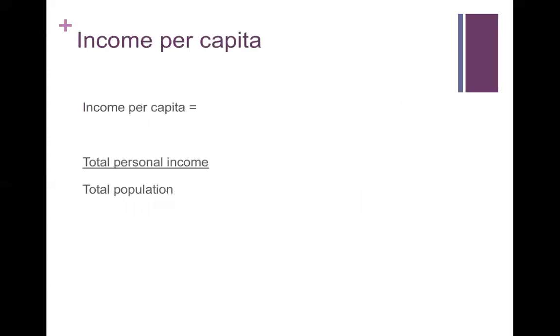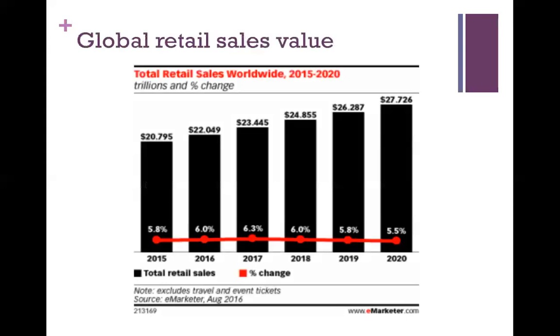Total personal income of the population divided by the total population gives us the income per capita, basically to reflect the wealth of the country and to help us understand the purchasing power of the country. So a bit of stats that I got some time ago on the global retail sales value. If you look at that, it shows an increasing trend worldwide from 2015 to 2020. It is the estimate to 2020, actually, of the retail sales value. Keep growing. It is quite phenomenal, actually, in terms of the global retail sales value.